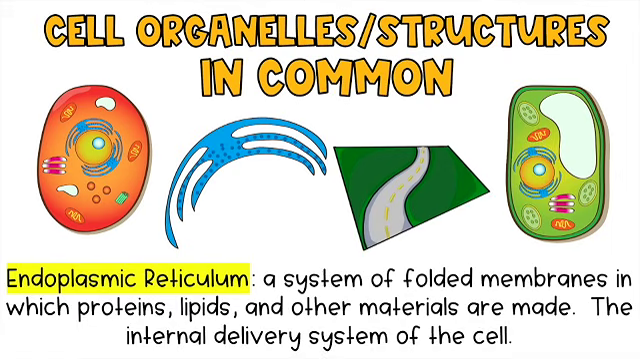We equate it to this road, because this road is how we transport things in society. We're transporting Amazon packages and things that need to be delivered. Well, the endoplasmic reticulum is doing the same thing. It is where those proteins and lipids are made, and then they're going to end up in those ribosomes, and they're going to be able to travel throughout the cell.